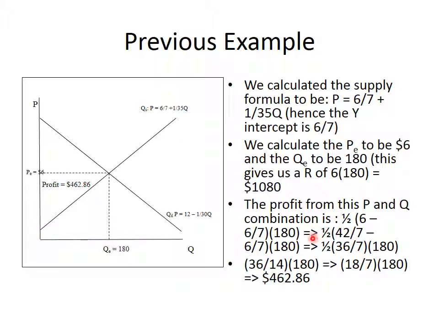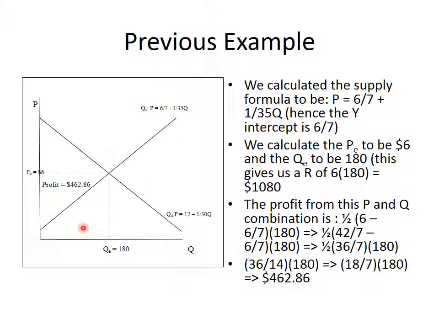And then I walk through the math here. 1/2 times 6 minus 6/7 times 180 yields 1/2 times 42/7 minus 6/7 times 180, which yields 1/2 times 36/7 times 180, which yields 36/14 times 180, or 18/7 times 180. Our overall profit then is $462.86.